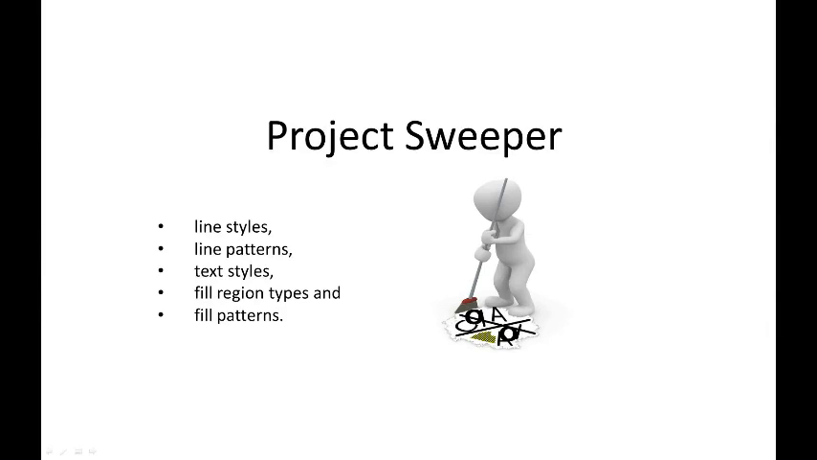Project Sweeper is a collection of tools that allow a user to quickly and accurately remove the following clutter from Revit projects: line styles, line patterns, text styles, fill region types, and fill patterns. Project Sweeper goes beyond just checking for unused styles and patterns, however. It allows the user to convert from one style or pattern to another, delete all the elements using a style or pattern, and to preview all the views and elements that are using a style or pattern before you remove it, so you're only removing the stuff you actually want to remove.